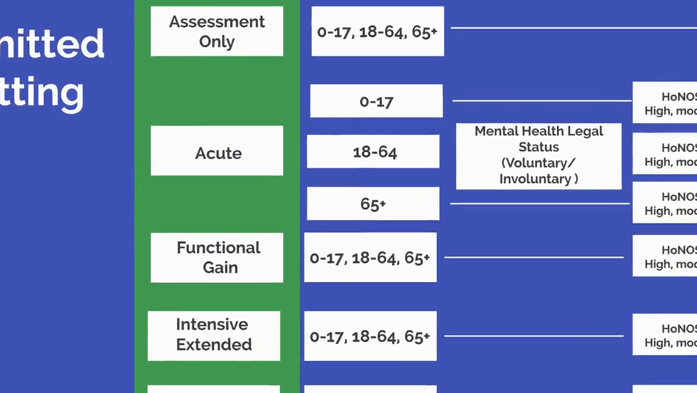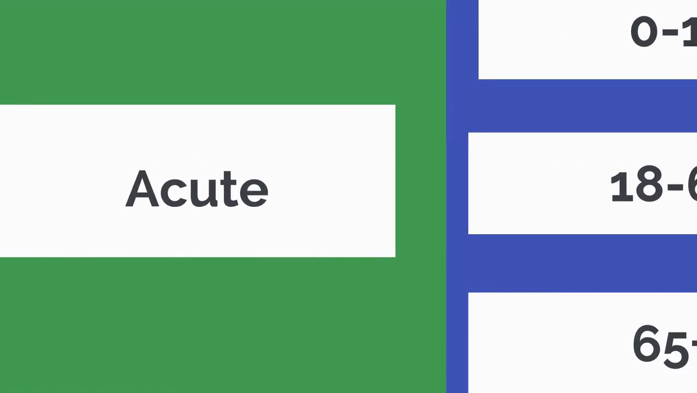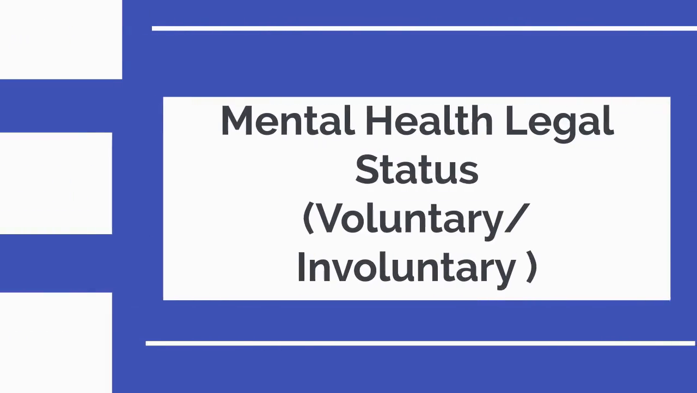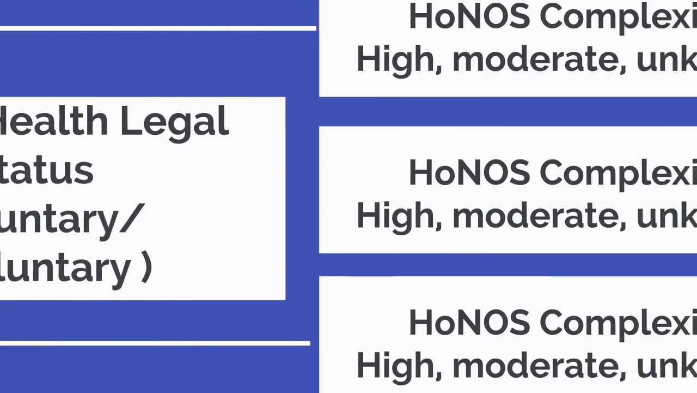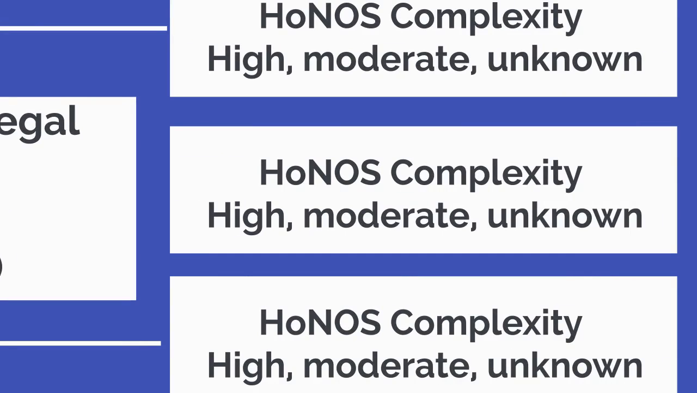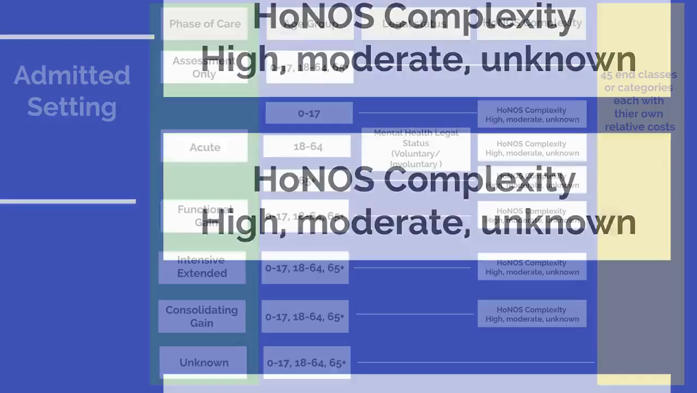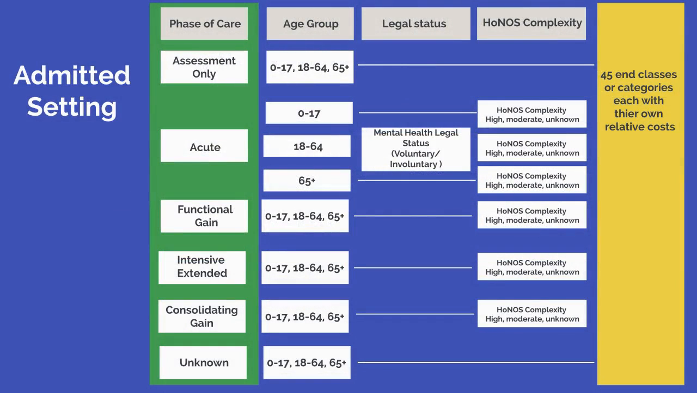For example, people in an acute mental health phase of care, aged between 18 to 64 with an involuntary mental health legal status, and a high HONOS complexity are more clinically and resource similar than people in a functional gain mental health phase of care, aged greater than 65 with a moderate HONOS complexity. Note that legal status only contributes to the classification in the admitted setting in the adult age group.